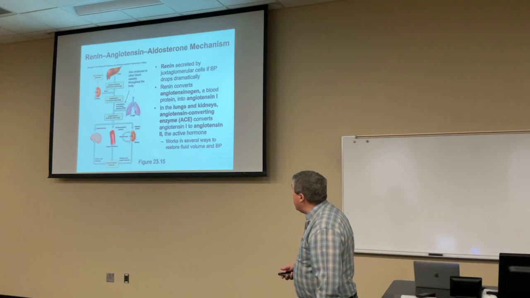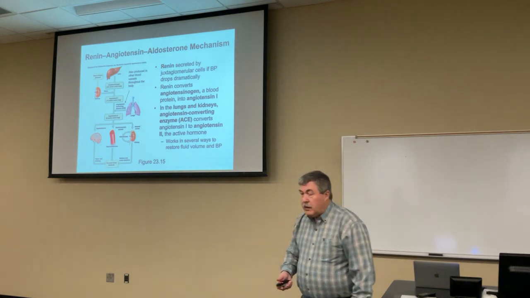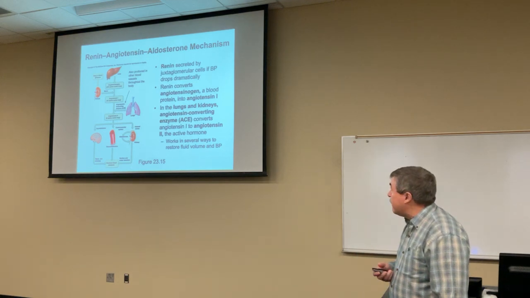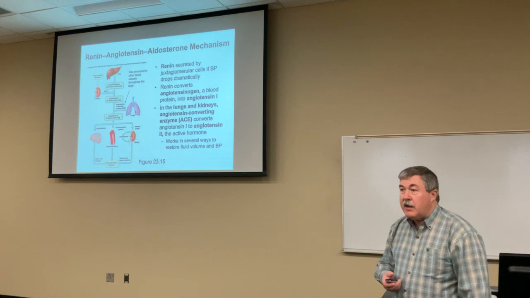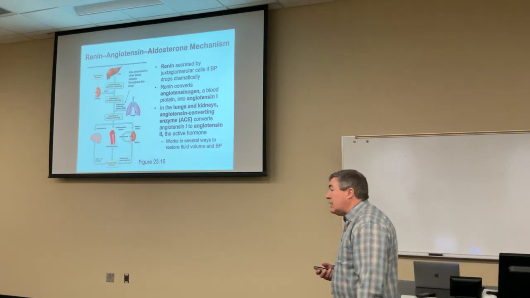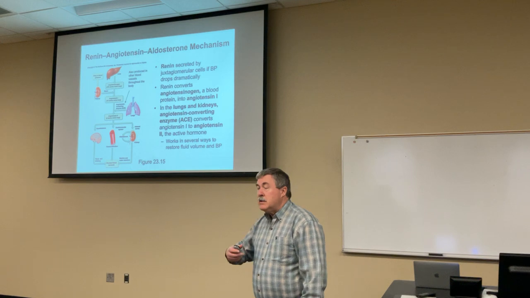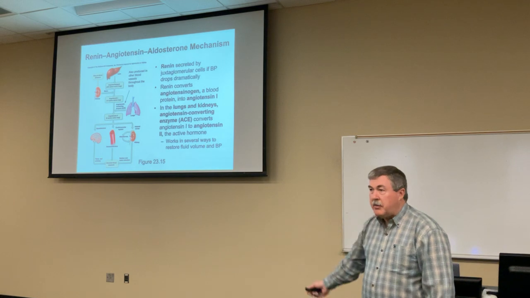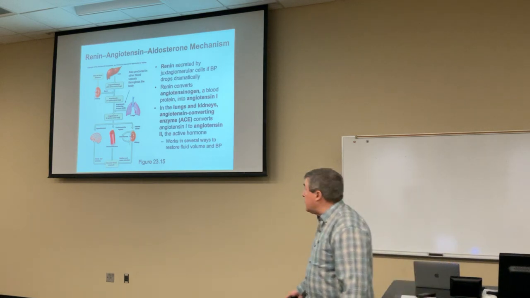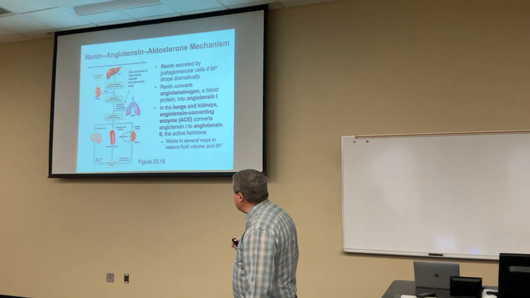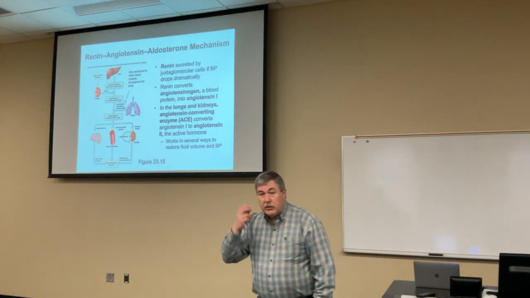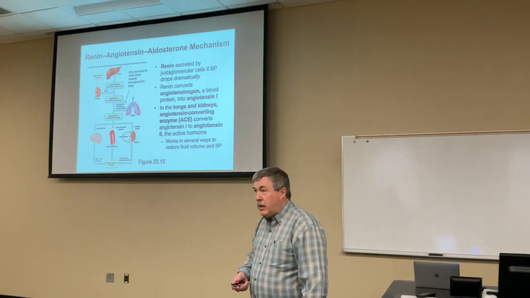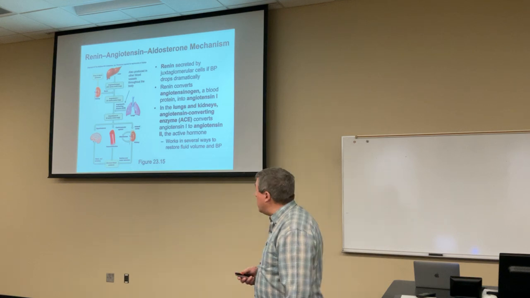So the renin-angiotensin-aldosterone mechanism is a hormonal mechanism involving the liver, the kidneys, and an enzyme that's found in the lining of blood vessels in the lungs, as well as in the lining of blood vessels in many other parts of the body. At one time, physiologists thought that this ACE enzyme was only found in the lining of the blood vessels in the lungs, but since then they've discovered it in other parts of the body, mostly in the lining of the blood vessels.